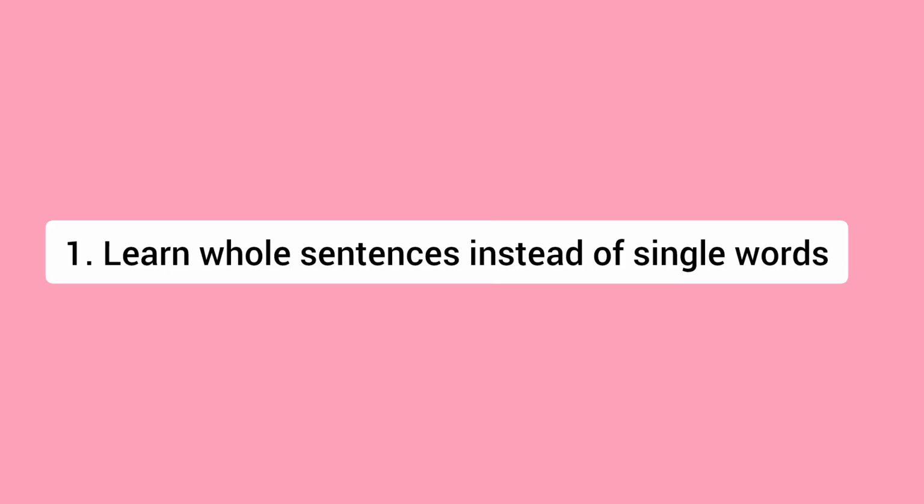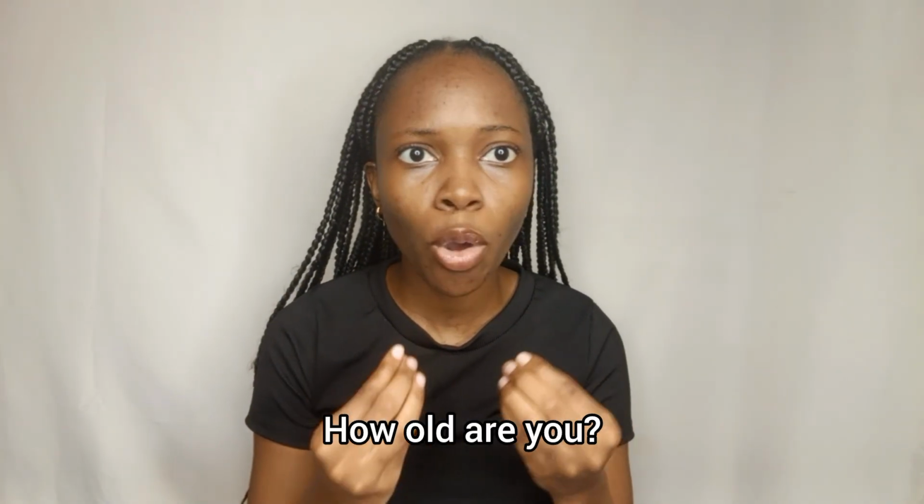The first one, learn whole sentences instead of single words. Start learning whole sentences. When you learn the phrase, how old are you? Or how are you? You didn't learn it word by word, right? You learned it in a single phrase. You didn't question, you just learned because it's how the language works. By learning the whole phrases, your brain got used to making connections between the phrases that you learn.